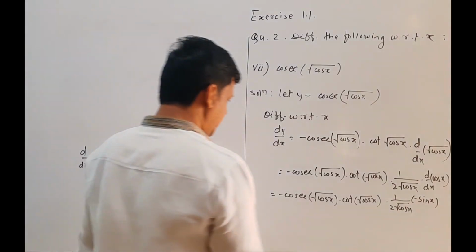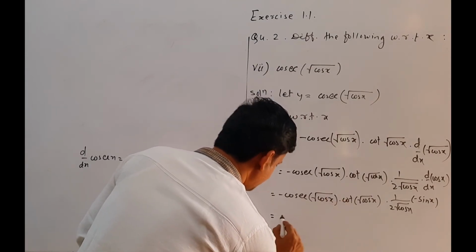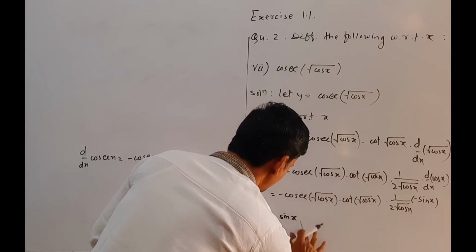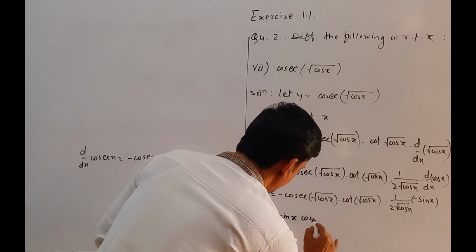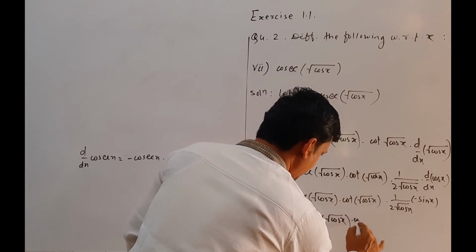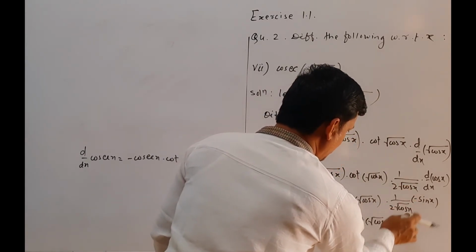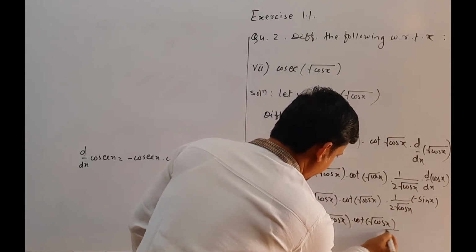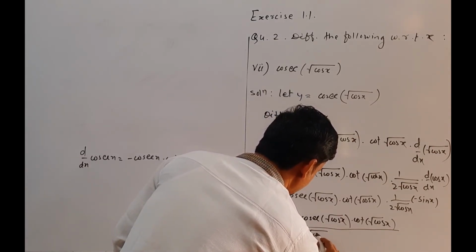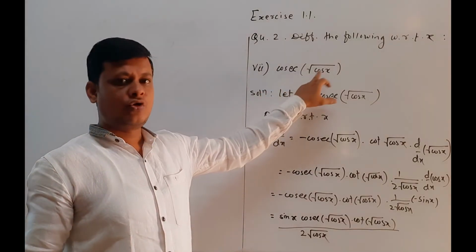So we rearrange all these terms. So we write here minus minus plus. So we write sin at first position. So sin x into here cosec of root of cos x, then into cot of root of cos x, and this 1 upon 2 root cos x we write in denominator, so 2 root of cos x. So in this way we find the derivative of cosec of root of cos x.